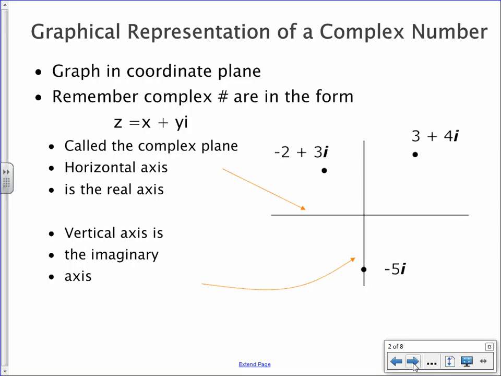So first of all, we can graph a complex number in the complex plane. The complex plane consists of a real axis and an imaginary axis. This is not the coordinate plane we're used to seeing, because this is the complex plane where we have a real axis and an imaginary axis. Remember, a complex number is in the form real plus imaginary.